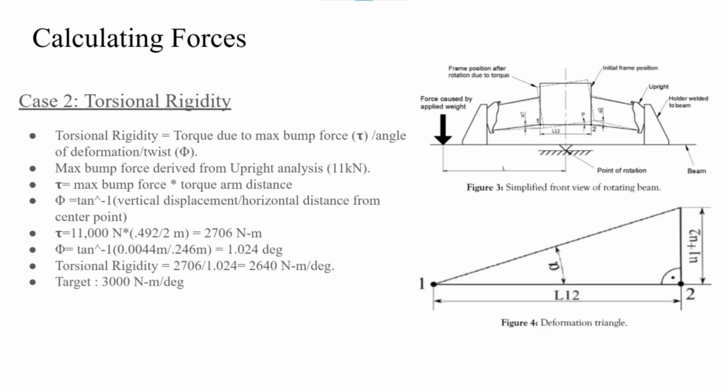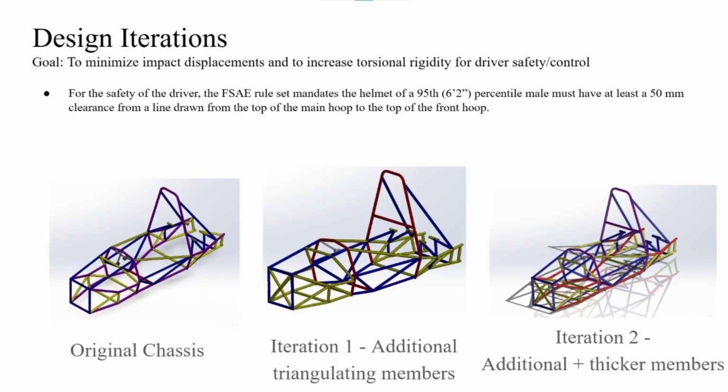A third case was also conducted to analyze the vehicle's torsional rigidity to improve the handling and performance of the suspension. So the goal is to minimize the impact displacements for the safety and control of the driver. The original chassis did not have any triangulating members in the front structure. Thus, the vehicle experienced high stress points at the weldments attached near the compartment of the driver.